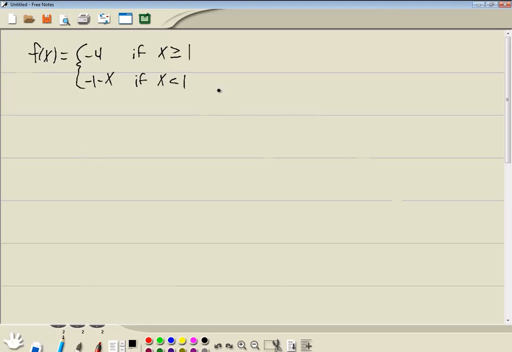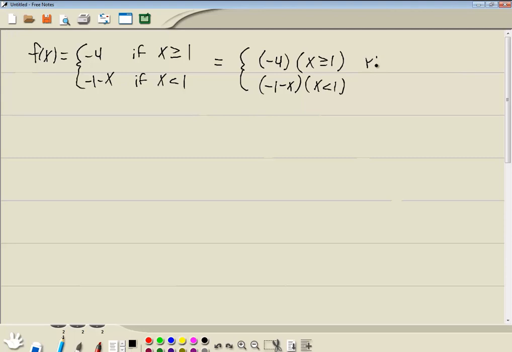Well, first let's do it on the graphing calculator. The trick to plugging in your graphing calculator is you want to drop the ifs and put parentheses around the pieces and parentheses around the conditions. So parentheses around the pieces, parentheses around -4, parentheses around -1 minus x. And then parentheses around the conditions. So we've got x is greater than or equal to 1 and x is less than 1.